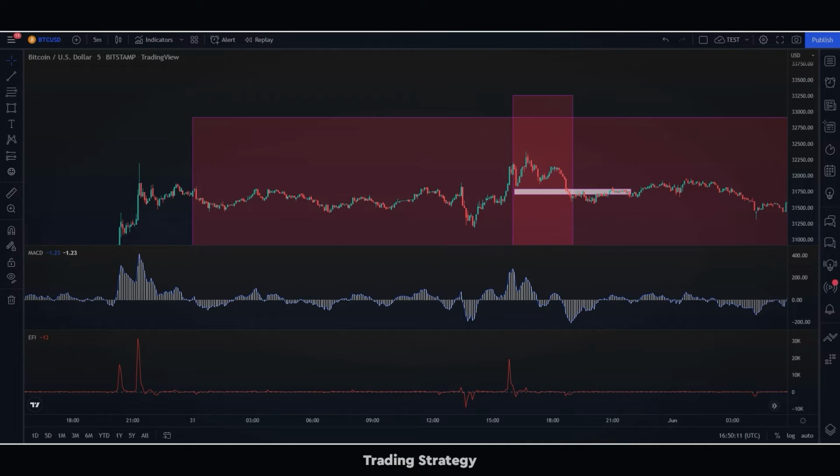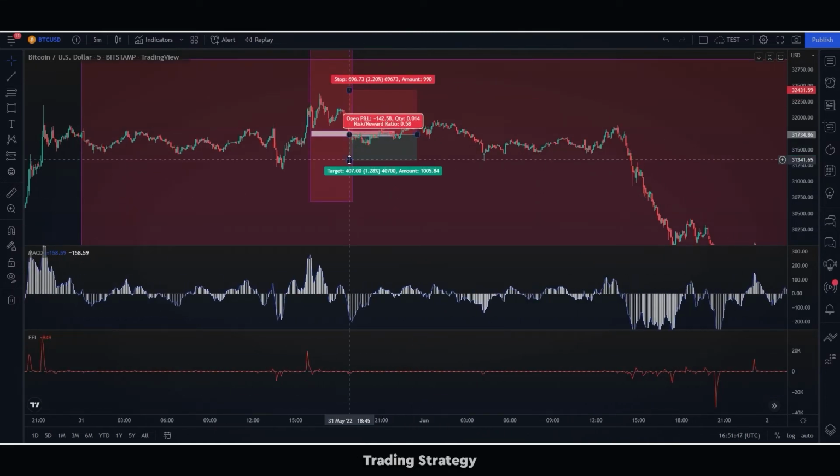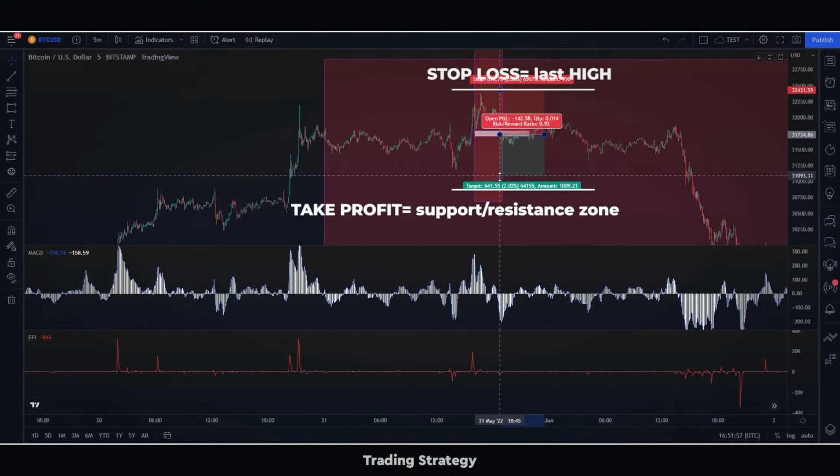In that case, we will raise the entry price to the next low until the sell order is executed, or until the daily trend changes. We will place our stop loss on the last high and our take profit on the support and resistance zones.